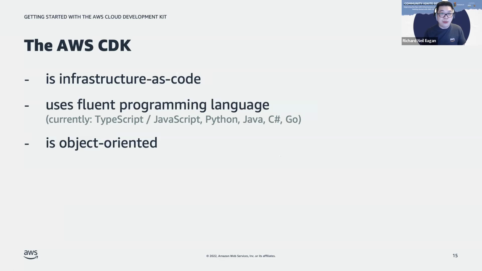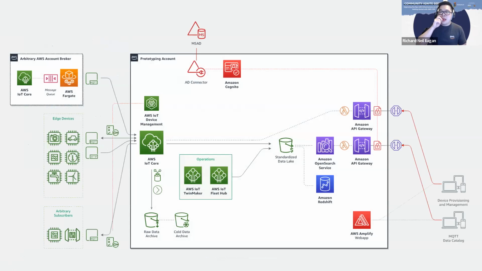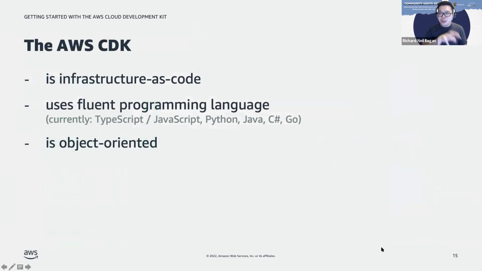Ang idea lang ng infrastructure as code is that yung buong architecture, yung pinakita ko sa inyo kanina, like for example, ito ulit, di ba? Yung buong architecture na yan can be represented as some form of code, whether JSON or YAML or TOML or some other kind of language. Basta ang point is, infrastructure as code means you can describe architecture as some form of code.